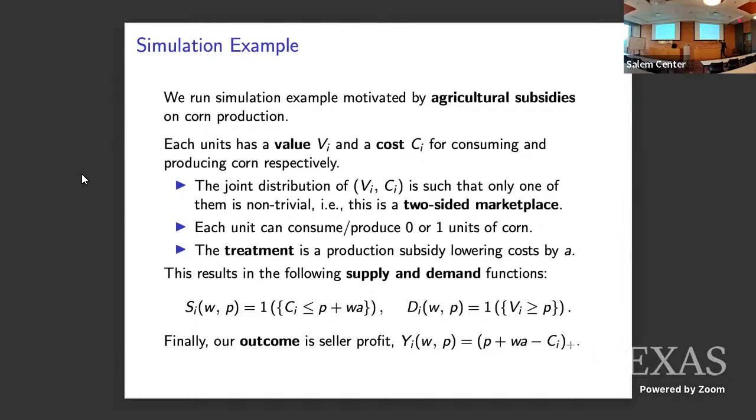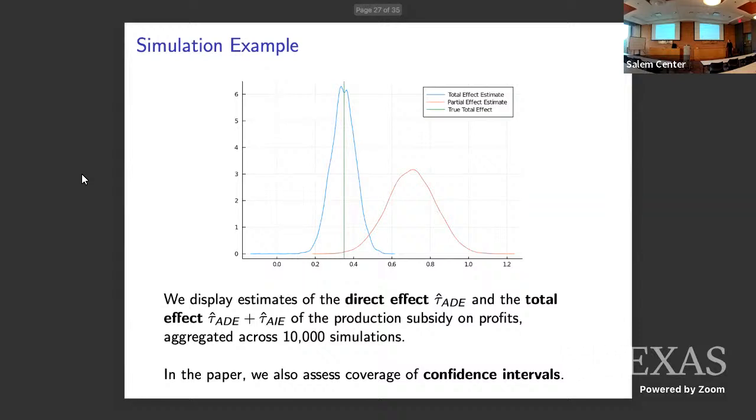And our outcome here is going to be seller profit. That is just, if you're a seller, your prices plus the subsidy you receive minus your cost. This is what you earned if you chose to supply something, and that's going to be our outcome. And now, in this model, you can run a randomized trial where you give people a subsidy or not. You can estimate the direct effect by looking at, for sellers, what was their outcome with the subsidy or not, and what do we get?